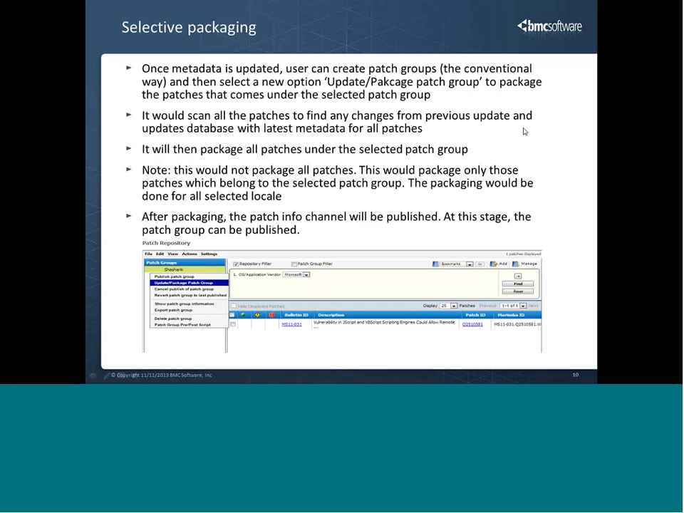So the overall cycle goes like this. You move to this version, you scan and update your metadata, then you create your patch group. Once patch groups are created, you just update patch group. So patches under the patch group go for packaging, which are always updated, and then you just publish it to the server.